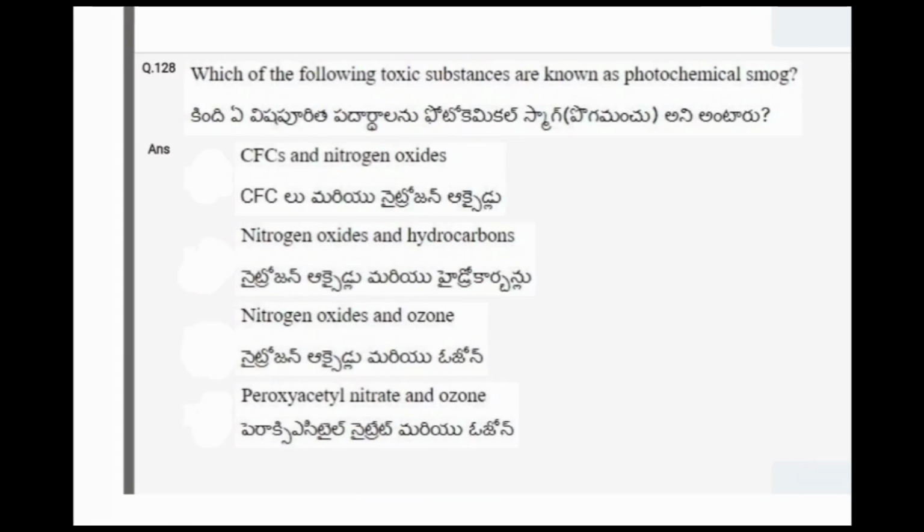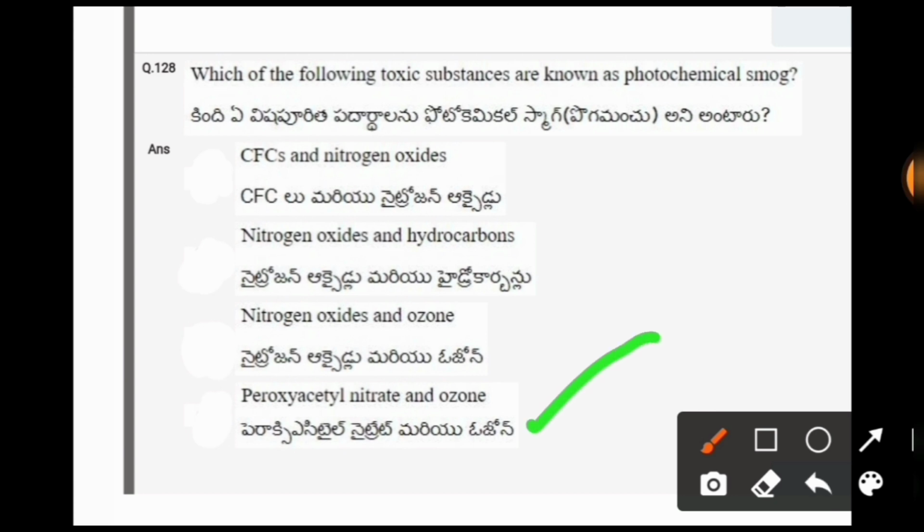Next question. Which of the following toxic substances are known as photochemical smog? The options are CFCs and nitrogen oxides, nitrogen oxides and hydrocarbons, nitrogen oxides and ozone, peroxyacetyl nitrate and ozone. The correct option is the fourth one, that is peroxyacetyl nitrate and ozone.